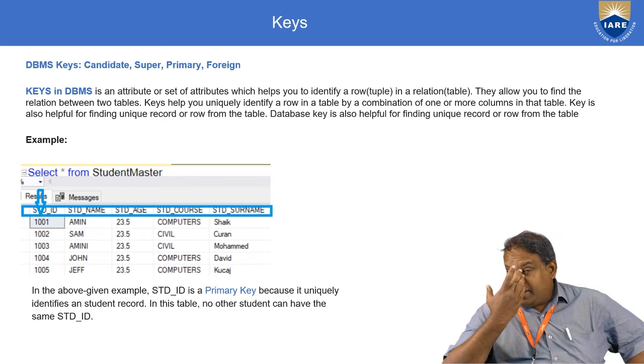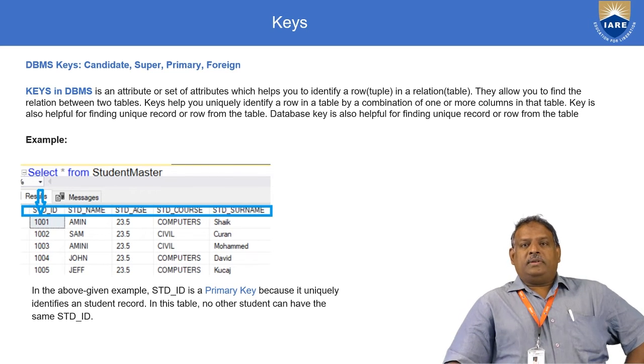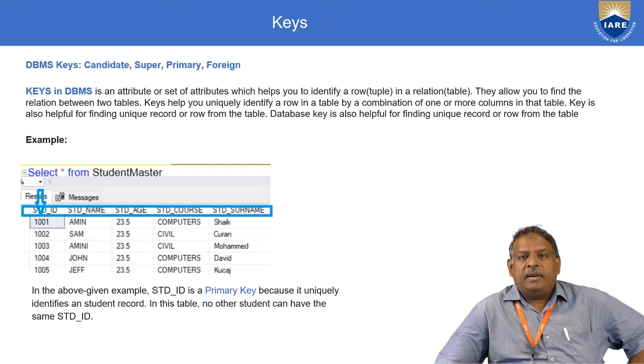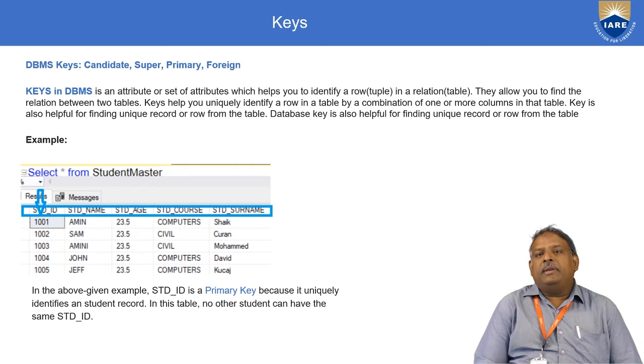STD_ID is my key here. By that key, I can identify the entire details of this student called Amin. I cannot have student name, age, course, or surname as my main key because they could be duplicates. But student ID cannot be duplicated. That's why I made this key a primary key.